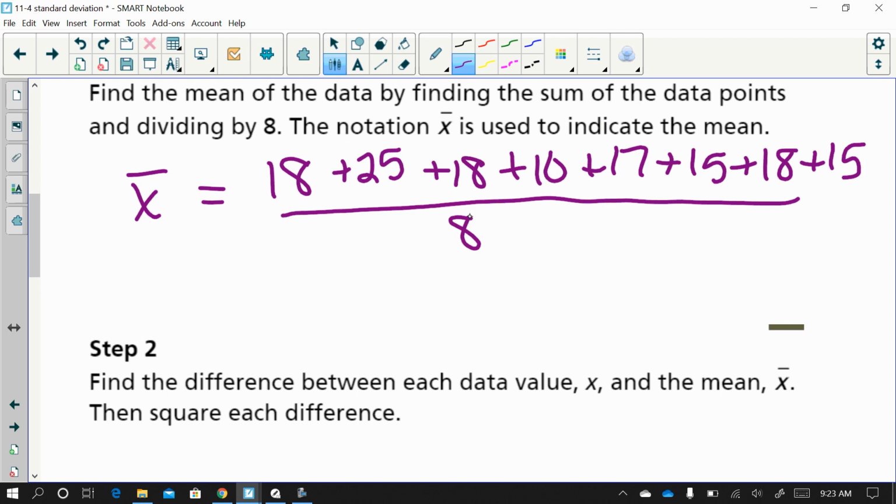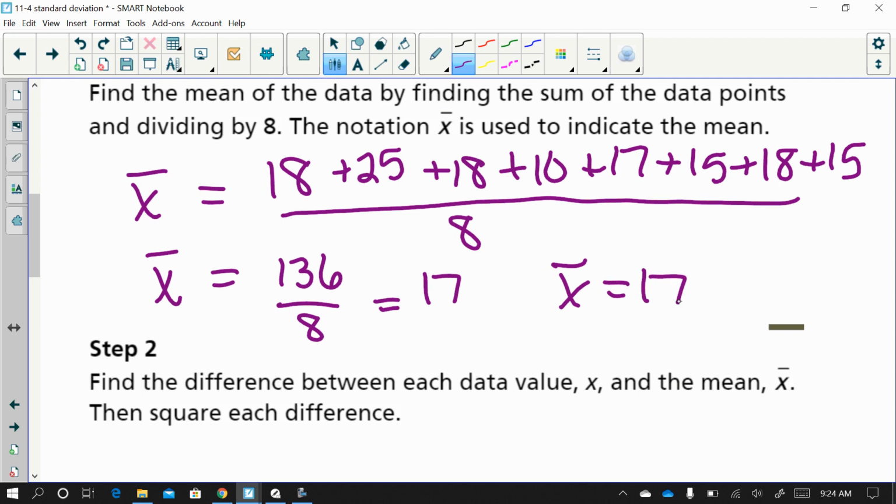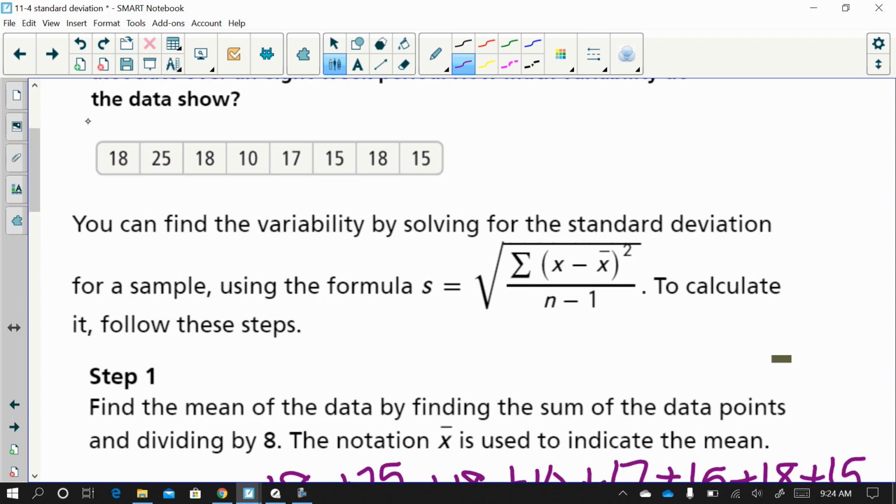So that's some calculator work here. Adding 18 plus 25 plus 18 plus 10 plus 17 plus 15 plus 18 plus 15 gives me 136. When we divide that by 8, we get 17. So I know X bar equals 17. Next, step 2, we're going to find the difference between each data value X and the mean. I'm going to take each of these numbers and subtract the mean from them and then square it.